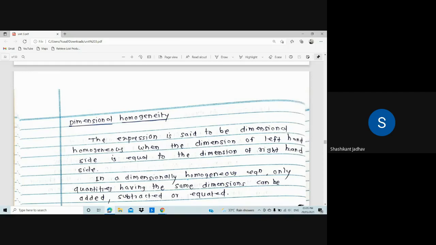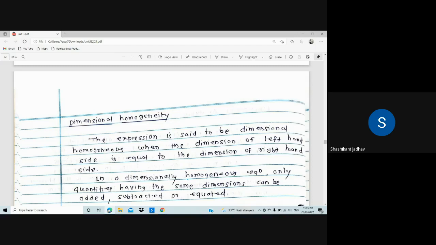Dimensional homogeneity. The expression is said to be dimensionally homogeneous when the dimension of the left hand side is equal to the dimension of the right hand side, full stop. Next line.